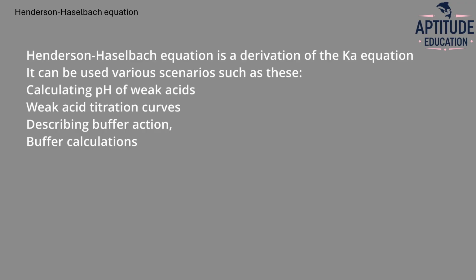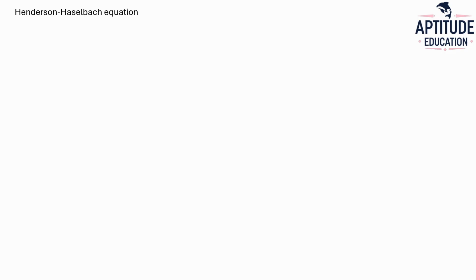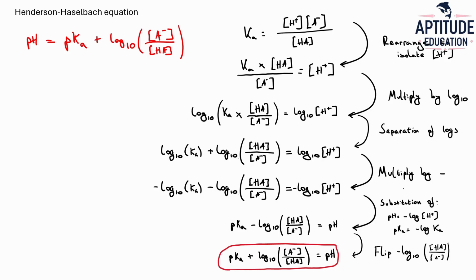The Henderson-Hasselbalch equation. The Henderson-Hasselbalch equation looks a bit like this. pH of our buffer solution is equal to the pKa of our weak acid plus log base 10 of the concentration of conjugate base in our solution over the concentration of undissociated weak acid in our solution. And we get this equation from a sequence of rearrangement and substitutions to the Ka equation, which I will show here. Feel free to have a look at that in your own time.